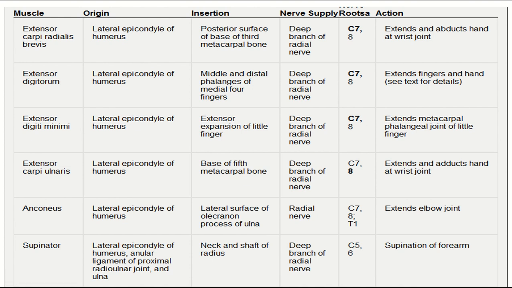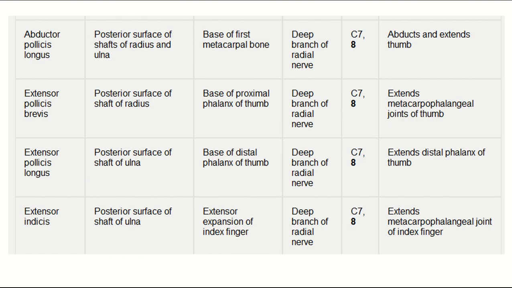The supinator muscle originates from the lateral epicondyle of humerus, annular ligament of the proximal radio-ulnar joint and ulna, and the insertion of this muscle is at the neck and shaft of radius. The nerve supply is by the deep branch of radial nerve. The nerve roots are C5 and C6, and the action of this muscle is supination of forearm.